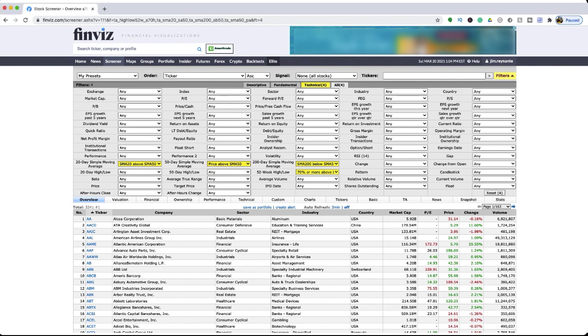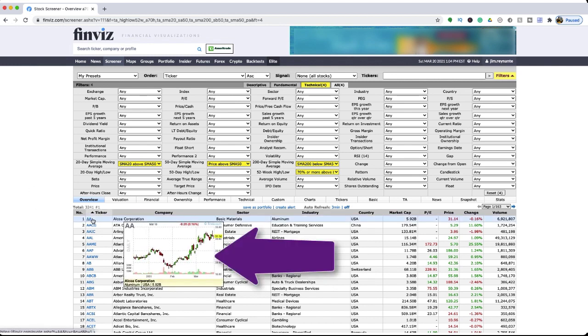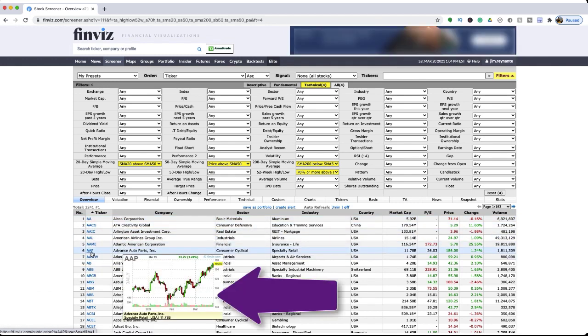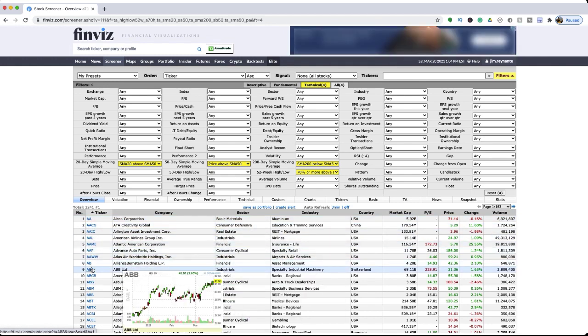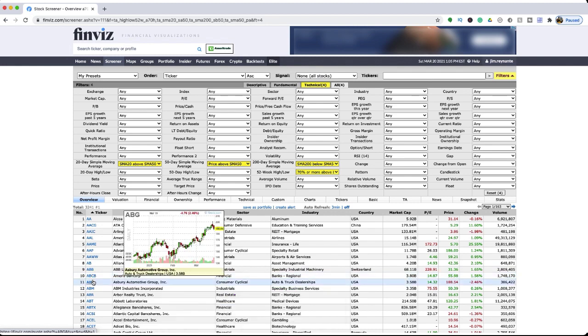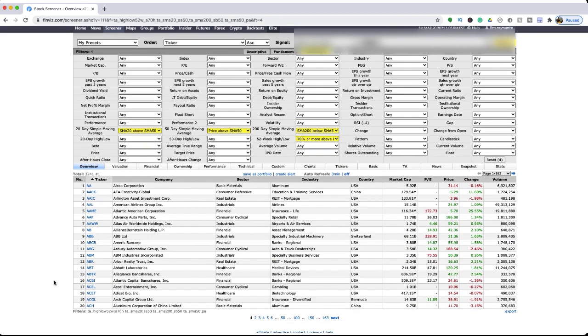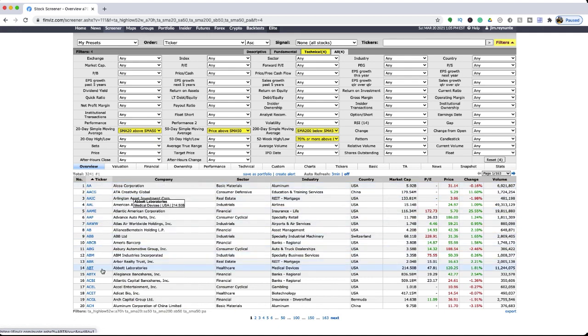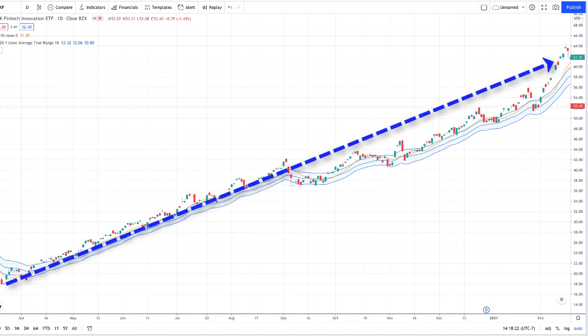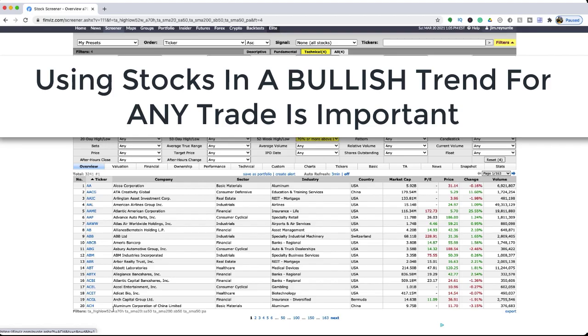So now with these filters set, we can identify stocks that are currently in a bullish trend. By mousing over these stocks, we can get a small view of their chart, and we can visually see the stock prices trending higher. At this point, I have a list of stocks here that meet the criteria of being in a bullish trend. As option traders, we like to identify stocks that are trending upward because that's an indicator that the company is doing well. And actually, finding stocks in a bullish trend for any trade is super important.